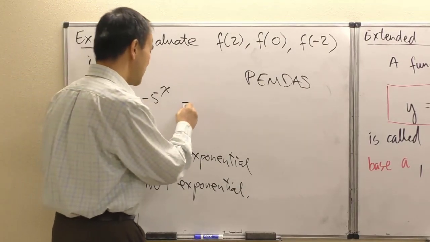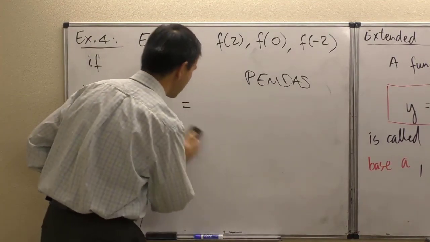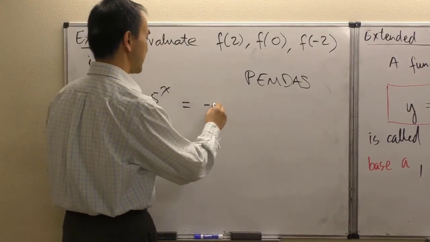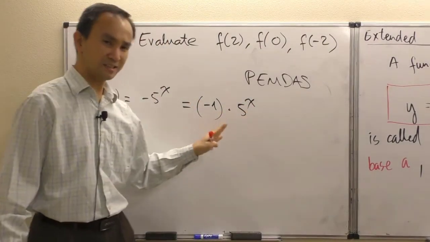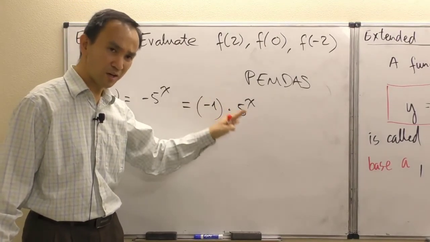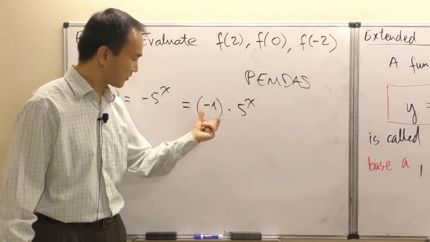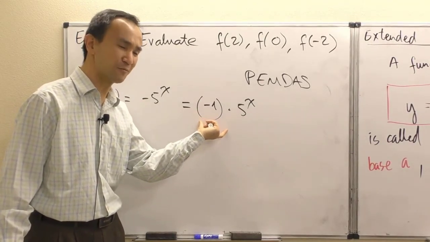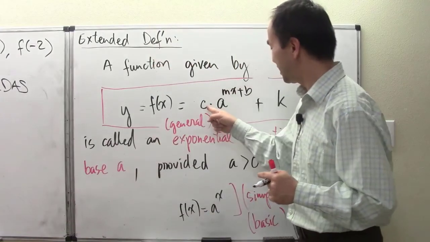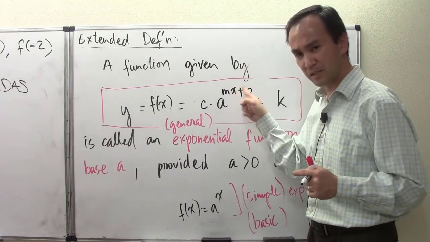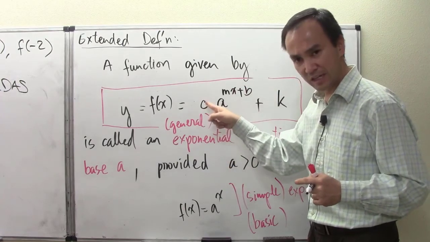So really this means, and now I can clear this away, it's a negative 1 times 5 to the x. So now we are legally working with an exponential function. The real base is here. It's still a positive base, base 5. The constant coefficient c is a negative 1. C times a to the mx plus b. The a to the mx plus b here is that 5 to the x. Okay, but the c here is a negative 1.